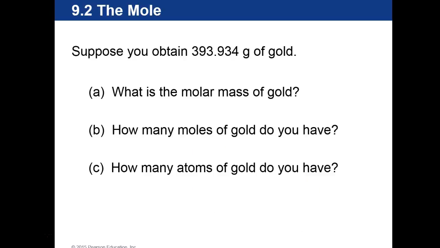So suppose you obtain 393.934 grams of gold. That's AU on your periodic table. What is the molar mass? How many moles of gold do you have? And how many atoms of gold do you have? So I've given you the tools to try and figure this out. Please pause the lecture at this point and try and figure this out without looking ahead to the answer, because I know a lot of you guys have the PowerPoint already.